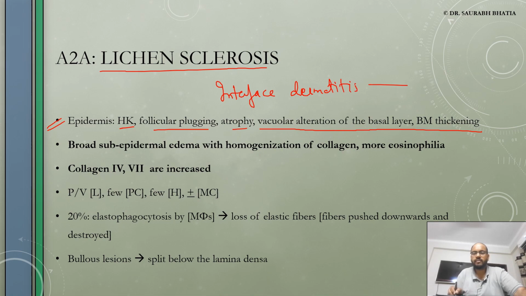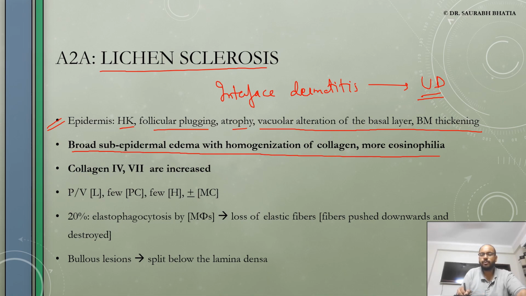The major action in interface dermatitis would be in the upper dermis. So whenever there's a problem in the upper dermis, you will have some kind of alteration in the basal layer. In interface dermatitis, we have learned about basal cell vacuolization, basal cell degeneration, colloid bodies, civatte bodies, all sorts of things. You can go back and see our lecture on interface reaction pattern or tissue reaction pattern. It was the first reaction pattern that we discussed to develop an understanding of tissue reaction patterns, and you will understand lichen sclerosus. Now, there is broad subepidermal edema with homogenization of collagen and more eosinophilia.